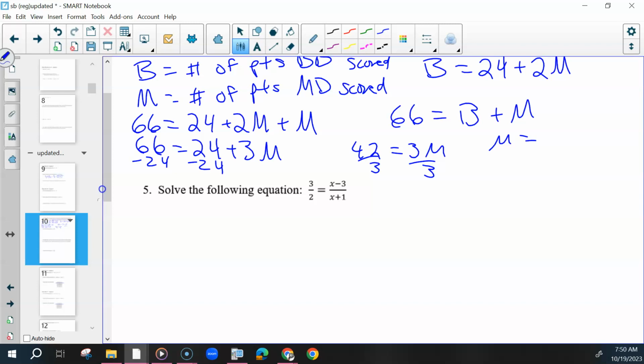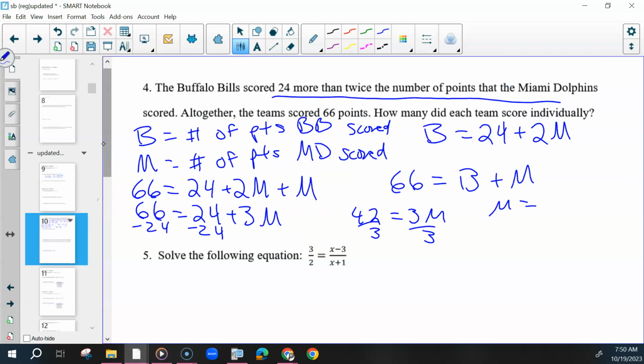What'd you get? Where did that M come from? The one over there. It says 24 plus 2M plus M. The last M. Yeah, but I'm partially right. Oh, no, partially doesn't count. But there's still, so the Miami Dolphins scored 14 points.